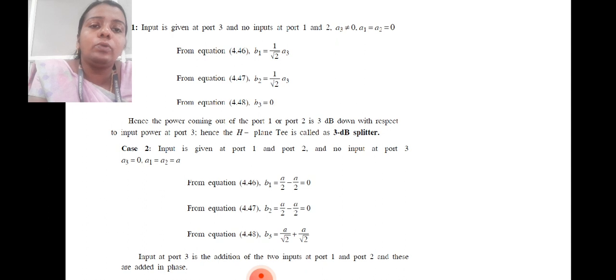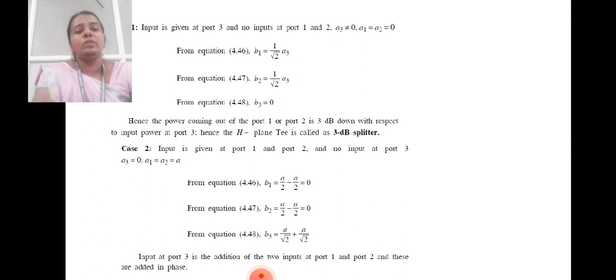So here also we will be getting the 3 conditions. First, when we substitute this condition in 4.46, we will be getting B1 is equal to 0. When we substitute this condition in 4.47, we will be getting B2 is equal to 0. Similarly, when we substitute this condition in 4.48, we will be getting B3 is equal to A by root 2 plus A by root 2. So the output at port 3 is the addition of the two inputs at ports 1 and 2, and these are in phase. So these are the 2 cases for the H-plane T.